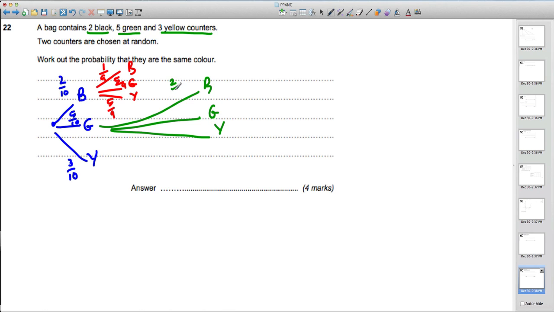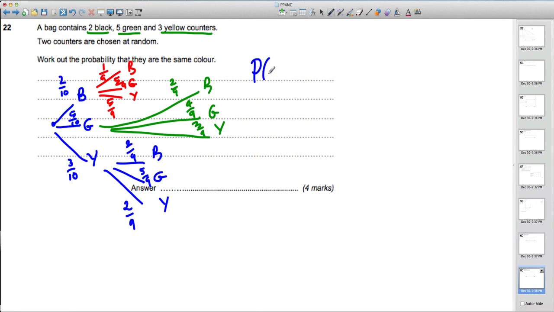Blue would be 2 out of 9, green would be 4 out of 9, and yellow would be 3 out of 9. And the last one here, we either get blue, green or yellow. Well, blue is going to be 2 out of 9, green is going to be 5 out of 9, and yellow is going to be 2 out of 9. What's the probability that they are the same colour?